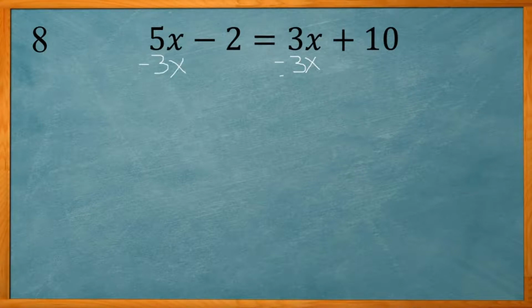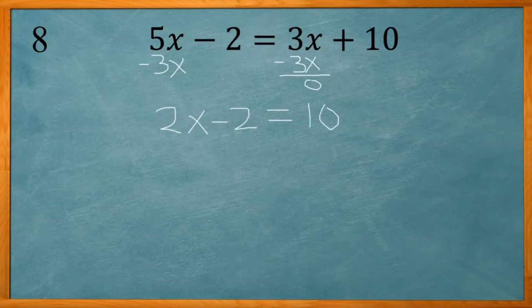Over here, that adds up to 0. Over here, 5 minus 3 is 2. So 2x, and I'm going to bring down the rest of the problem: minus 2 equals 10. So 2x minus 2 equals 10. Now this looks like the problem that we've done before. It involves two steps: getting rid of this minus 2, and then dividing by the 2 to get the x by itself. So do the opposite, add 2. That leaves me with 2x equals 12.